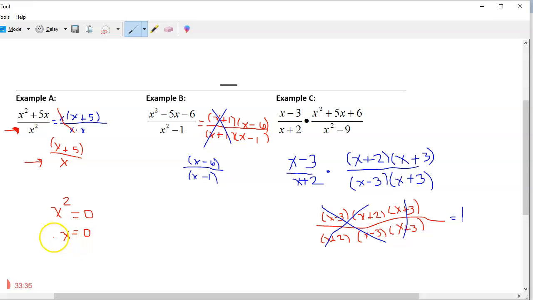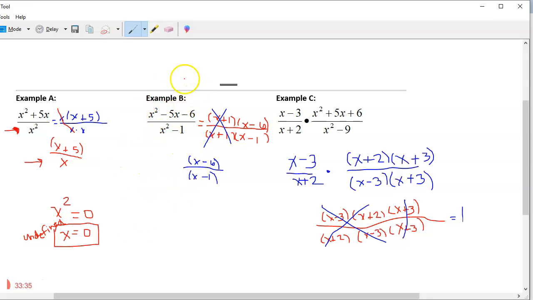X equals 0. So with that being said, we know the undefined value for this is at x equals 0. That is when this rational expression is undefined. We cannot have x equal 0 because we would have a 0 in the denominator. So that's my undefined value. I take the denominator, set it equal to 0, solve for x.